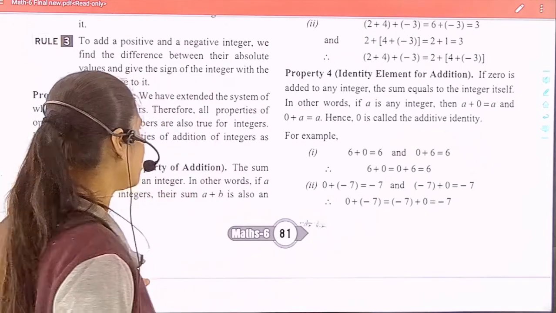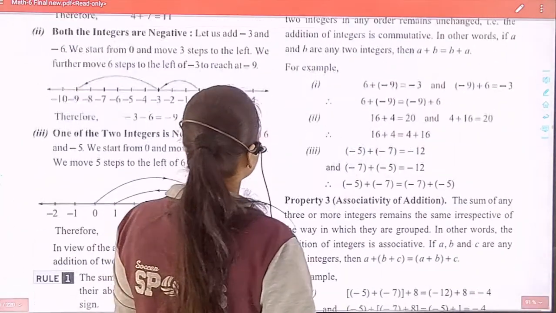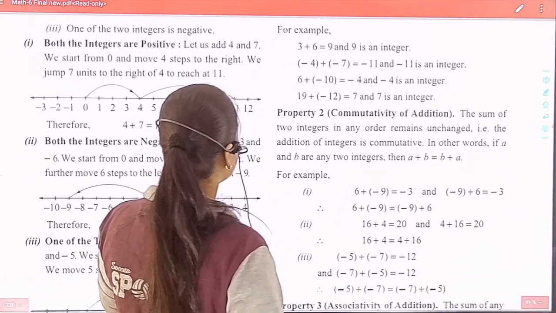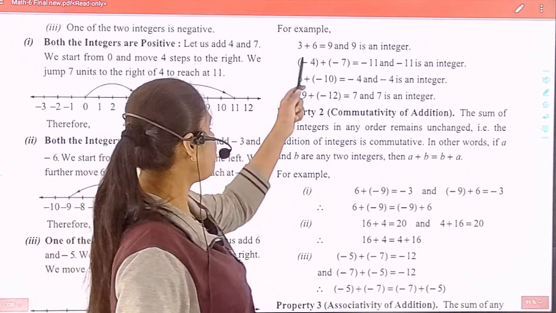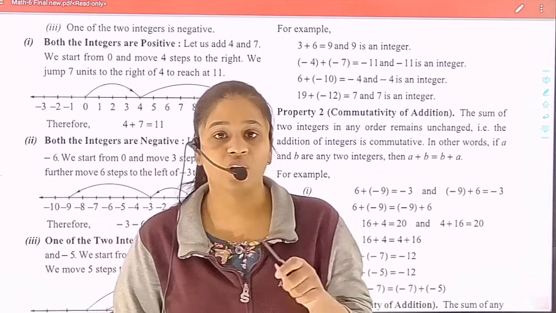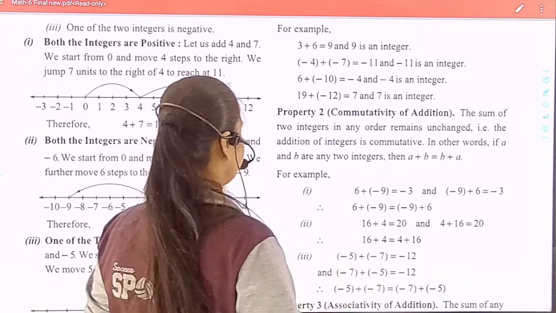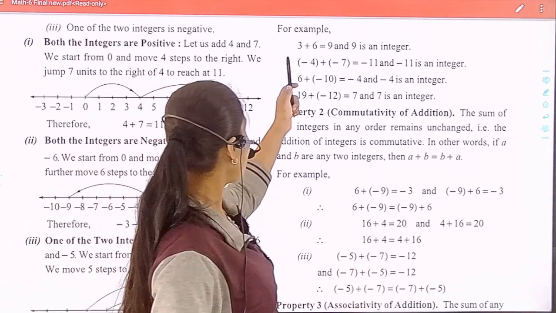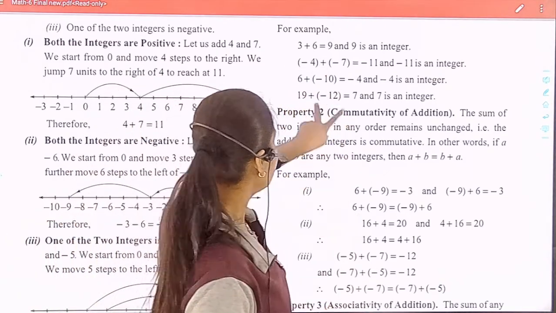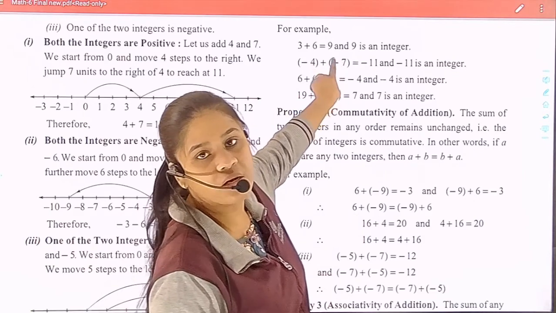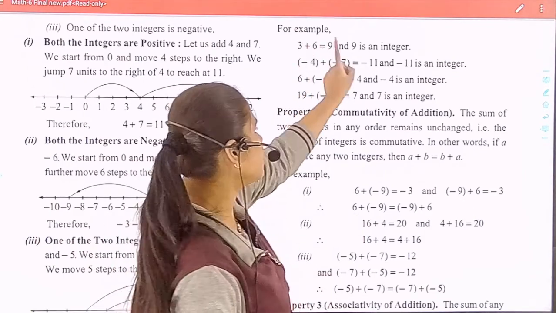इंटीजर, पॉजिटिव इंटीजर. नेक्स्ट, नाउ मूव टू द नेक्स्ट प्रॉपर्टी. फॉर एग्जाम्पल 3 plus 6 it will be 9. तो 9 क्या है? एक इंटीजर है. नेक्स्ट, -4 and -7, they both are minus minus plus, plus plus it will be plus.